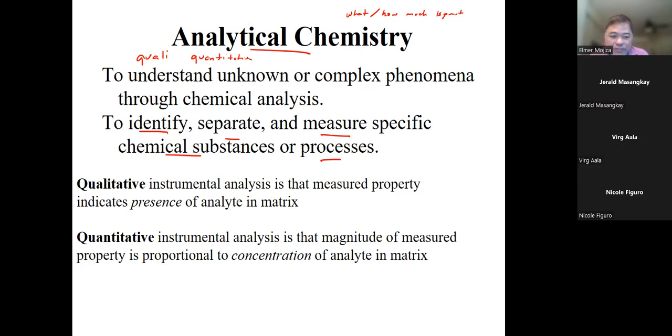Okay, so if we're going to look at the qualitative instrumental analysis, that's the one that measures the property. It just indicates the presence of analyte in matrix. So this is answered by either what? Yes or no. Okay. Now, quantitative instrumental analysis is that magnitude of measured property that is proportional to concentration of analyte in matrix. What is this analysis? Is this quali or quanti? Anyone?